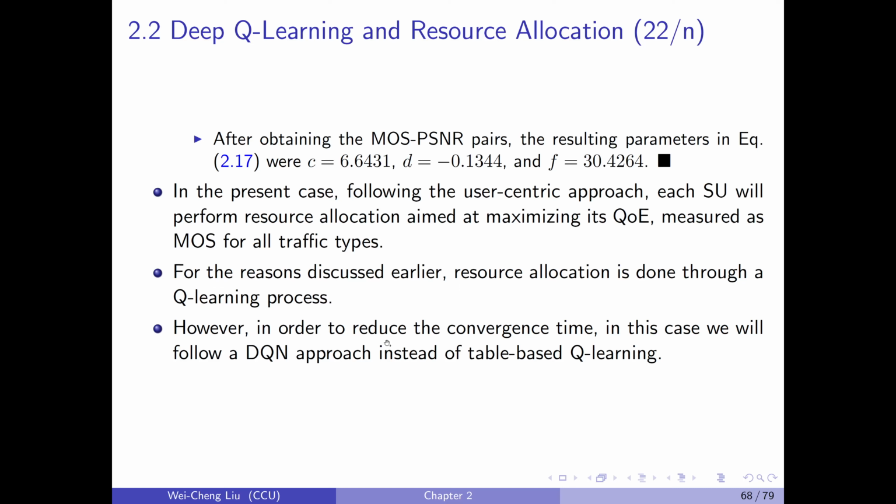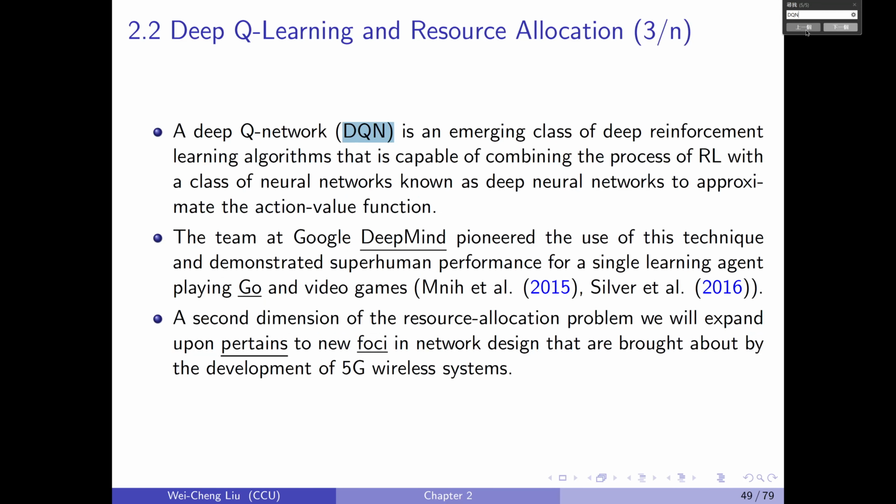However, in order to reduce the convergence time, in this case we will follow a DQN approach instead of table-based Q-learning. Okay, we have introduced what a DQN is. If you forget, you can search for DQN. In page 49, we have introduced what a DQN is.